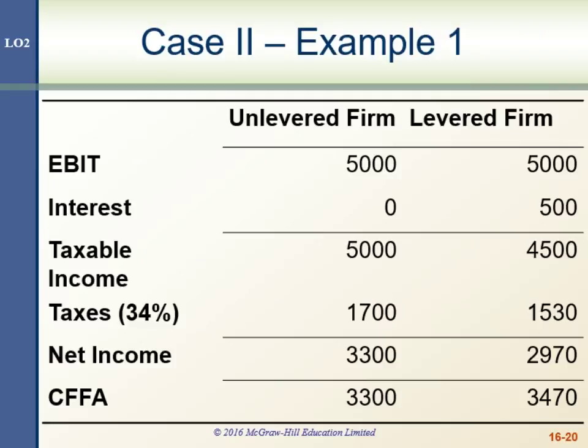So here's an example. We have an unlevered firm with EBIT of $5,000. So if we add leverage to the firm, we add interest. In this case, we're assuming $500 of interest expense. That gives us taxable income, which is $4,500 versus $5,000 for the unlevered firm. Taxes at 34% is a difference of $170. The net income is $3,300 versus $2,970, and the cash flow from assets is $3,300 versus $3,470.